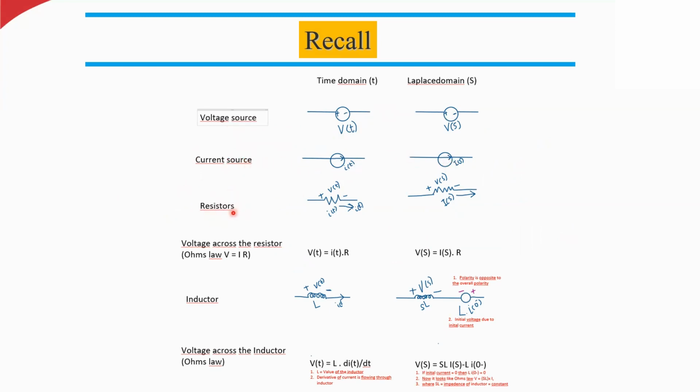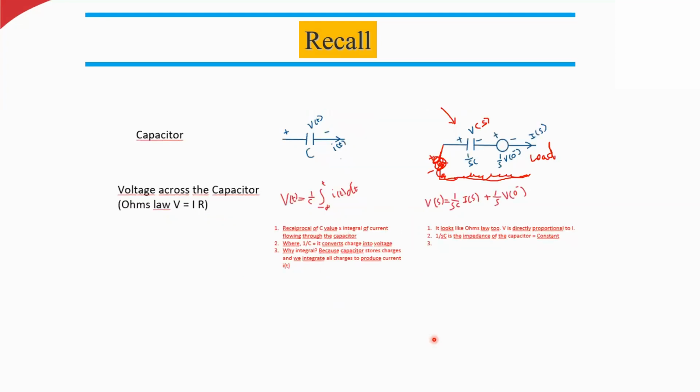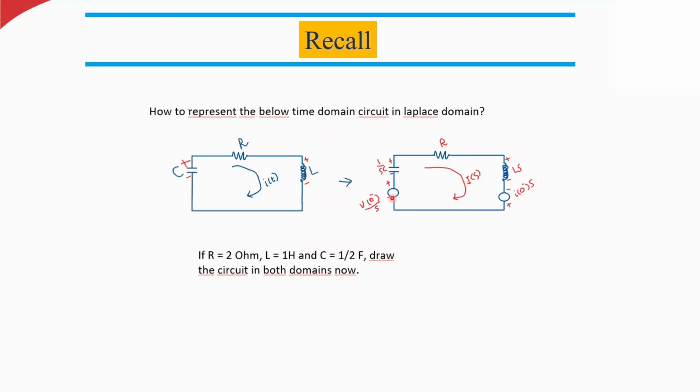How can you represent the resistors in time domain and S domain and their equations for voltage, and also the same inductor in time domain and S domain and their voltage drop equations? And finally, we saw the capacitor: how to draw the element in the time domain and S domain, and its equation in both domains. If you know this clearly, then we are ready to jump into problem solving.